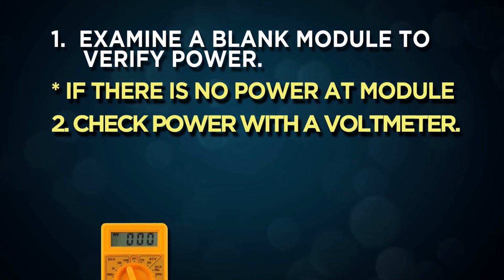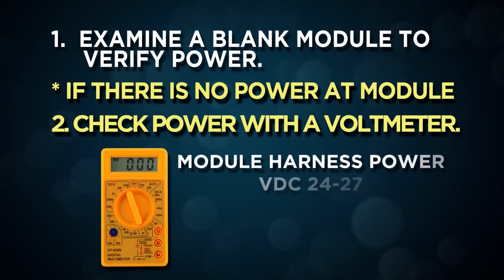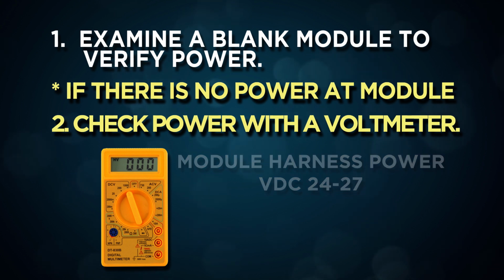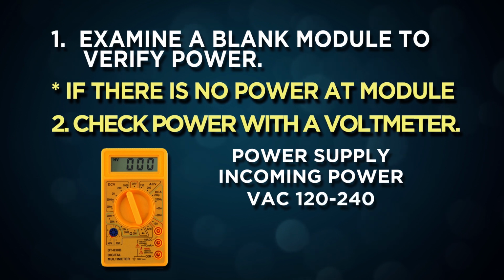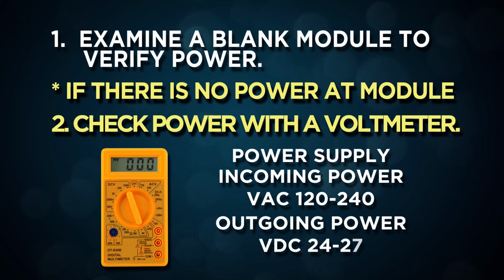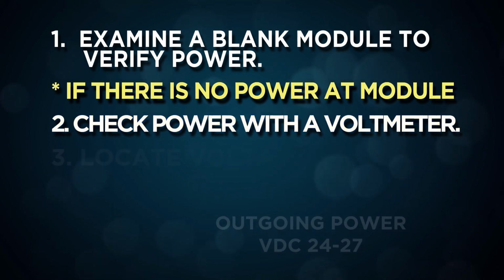Check power with a voltmeter. Use a voltmeter to verify that there is 24 to 27 volts of direct current on the power harness that connects to the module. If there is not, trace the power to the power supply and confirm correct voltage at the power supply. The power supply's incoming power typically should be 120 to 240 volts of alternating current, and outgoing power should be 24 to 27 volts of direct current. However, it is important to check your component layout drawing to confirm specific voltage numbers for your display.